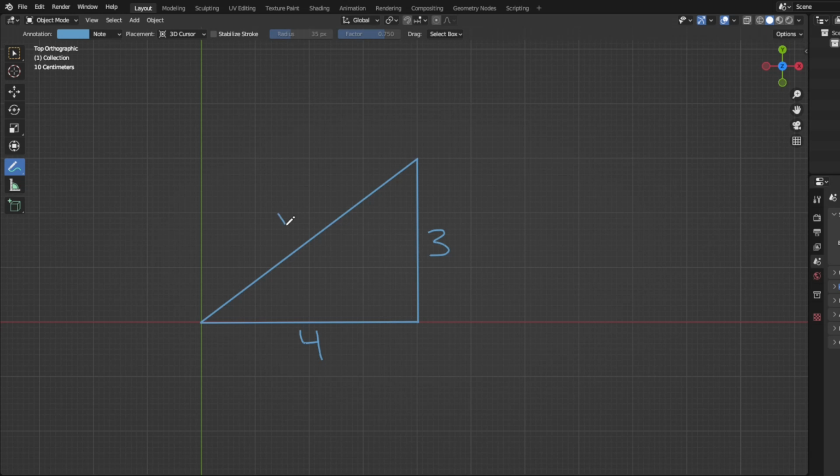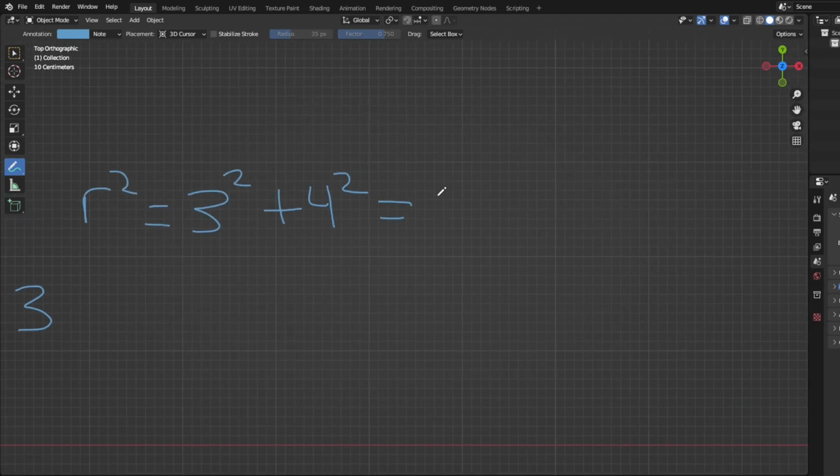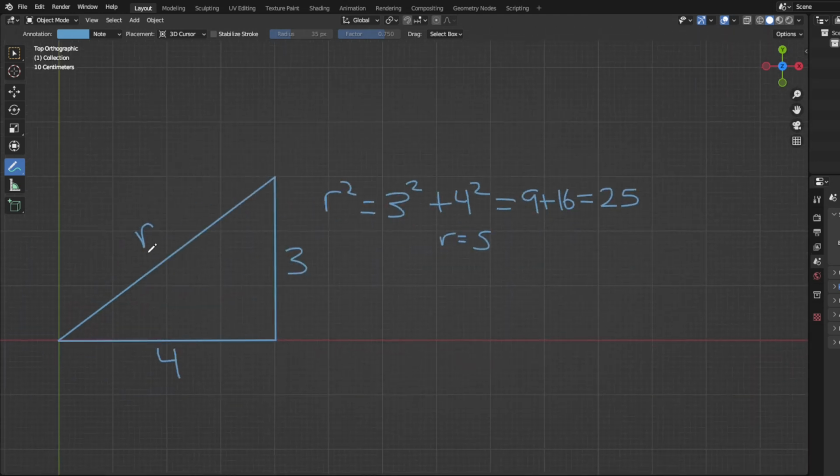Let's give it the name R, because it'll be useful for later. But it's also known as the hypotenuse. We know a formula for this. R squared equals 3 squared plus 4 squared. And then that equals 9 plus 16, which equals 25. So then that means that R is equal to 5. All right, so the hypotenuse is 5.